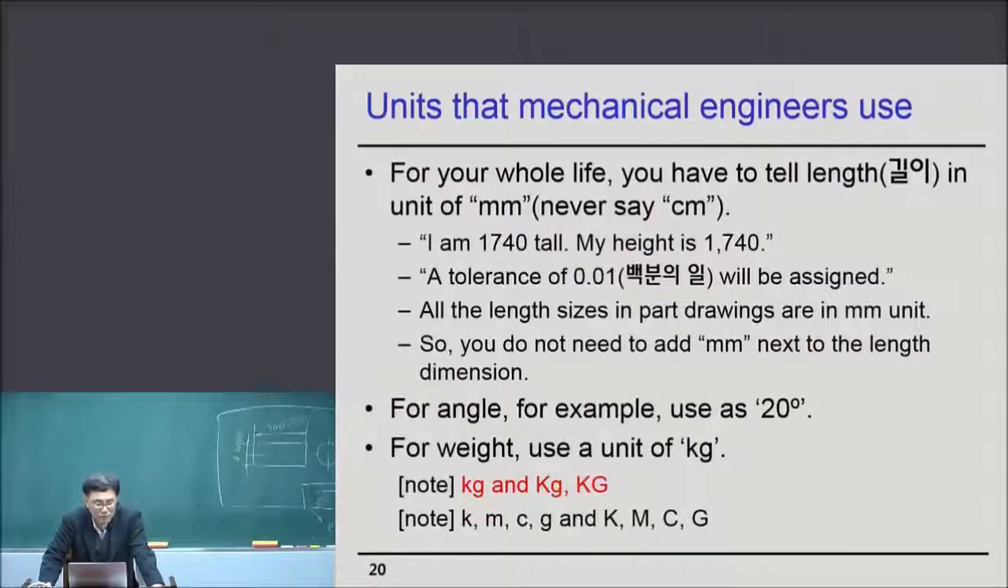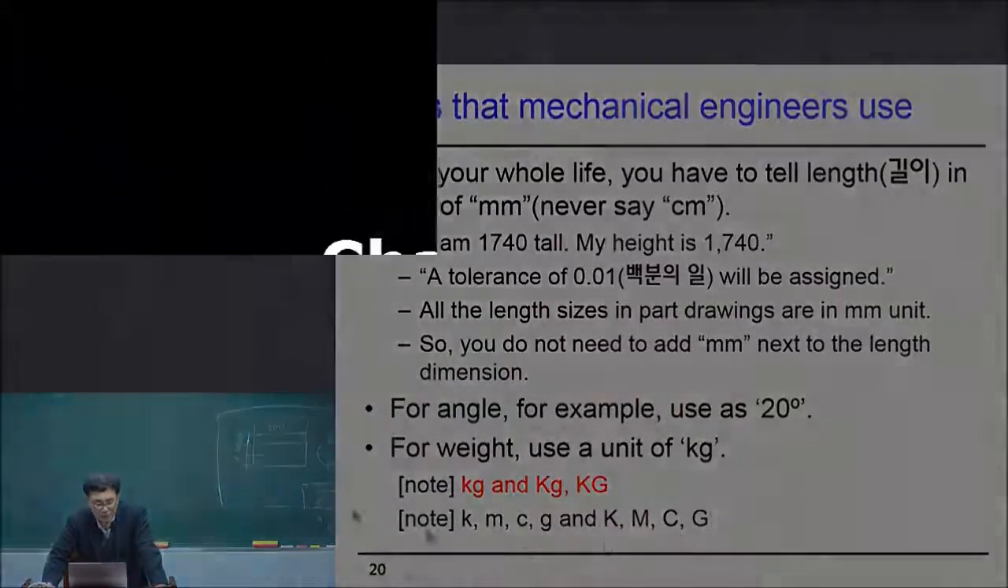So small k is 1,000, meter or milli. Milli is 10 to the minus 3, centi is 10 to the minus 2. G is gram, K is Kelvin, the temperature unit, M is mega, 10 to the 6, and G is giga, 10 to the 9. All right?